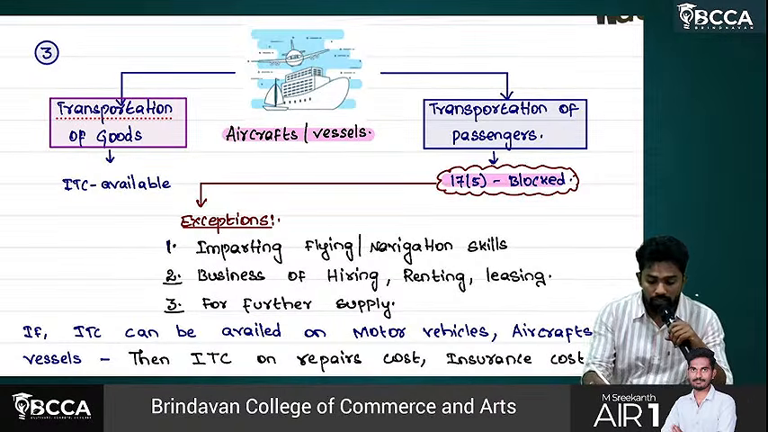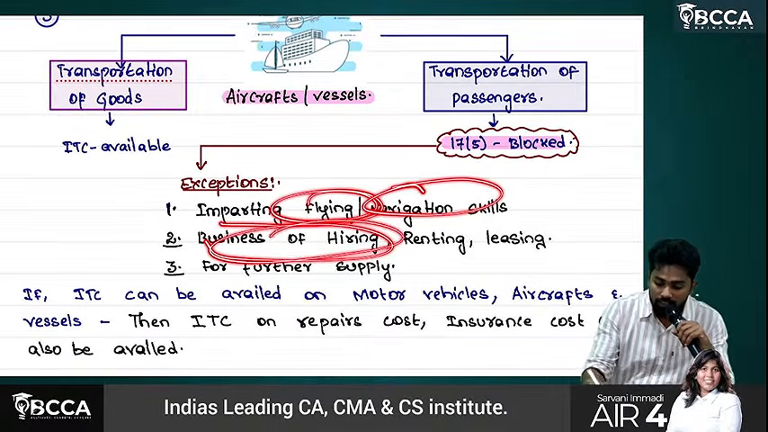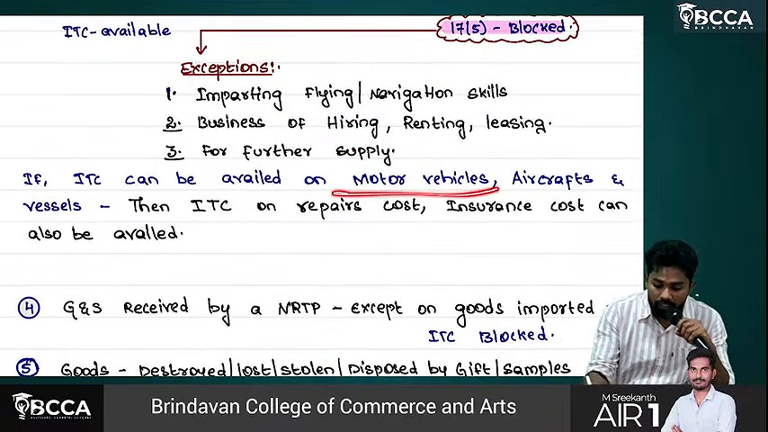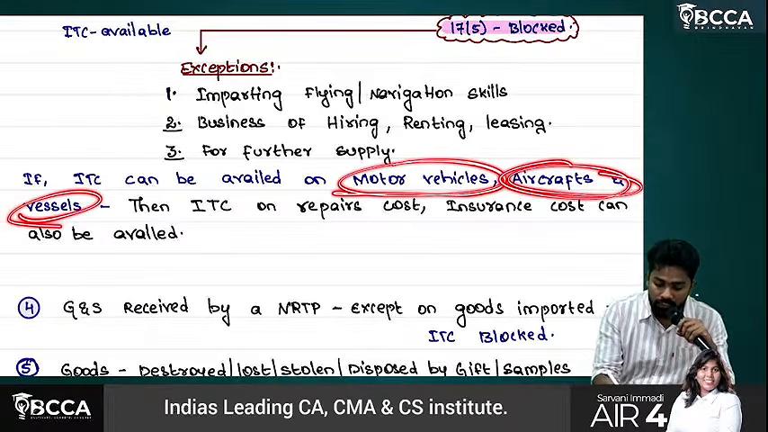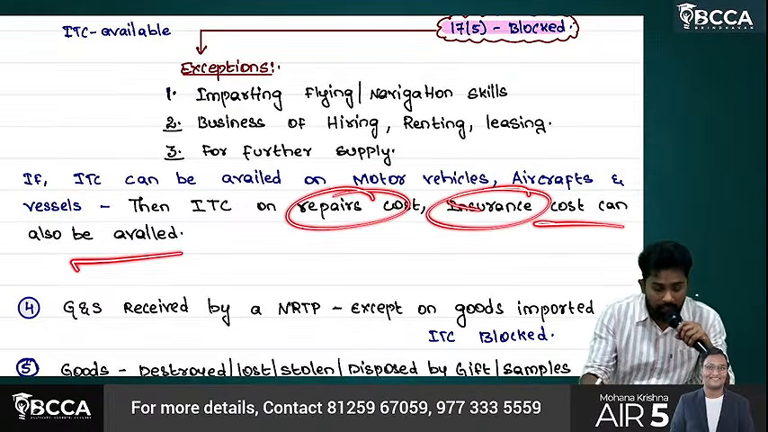Okay. So these three common exceptions are what? Imparting flying or navigation skills, business of hiring, renting, leasing, or further supply. And if ITC can be availed on motor vehicles, aircrafts and vessels, then ITC on repairs cost and insurance cost also can be availed.